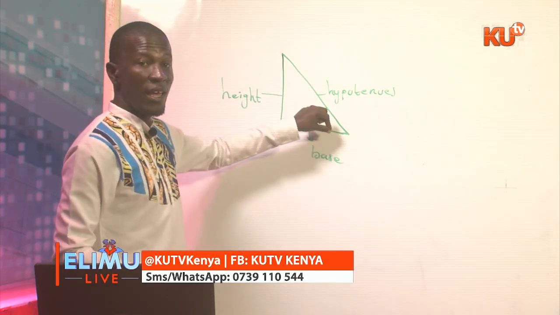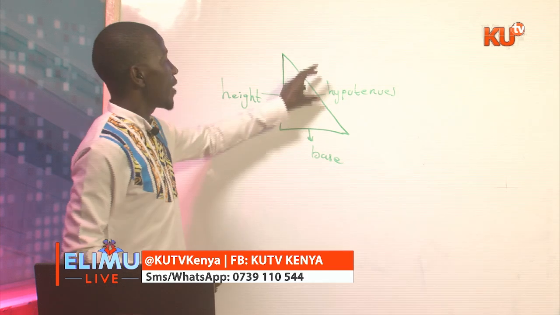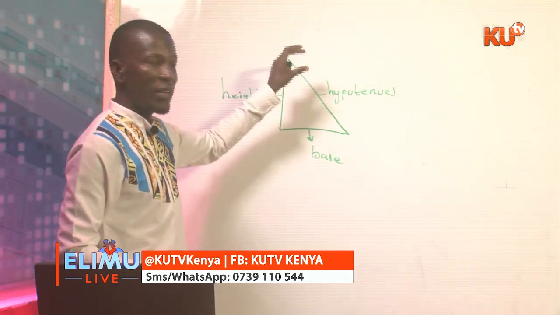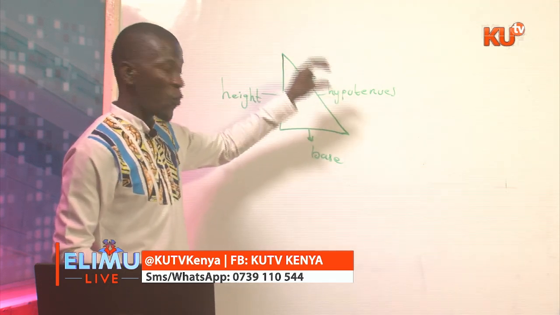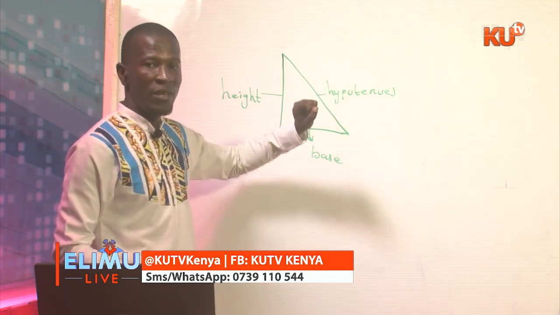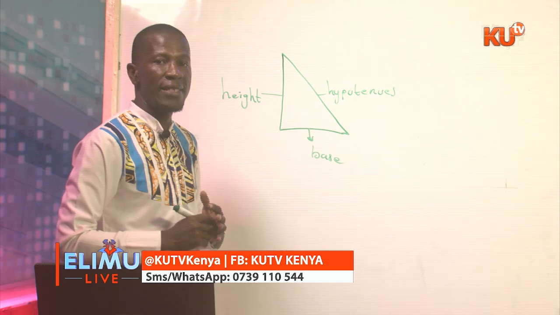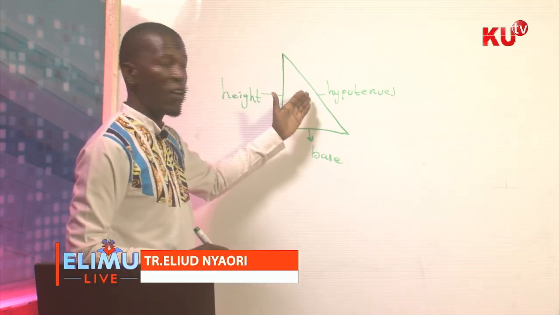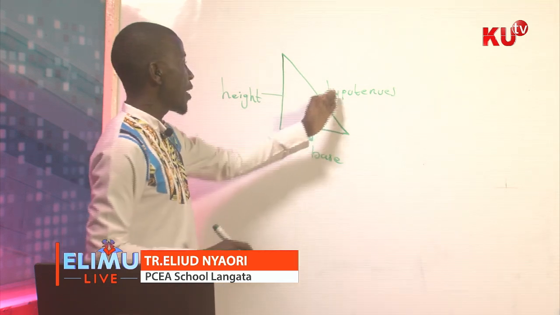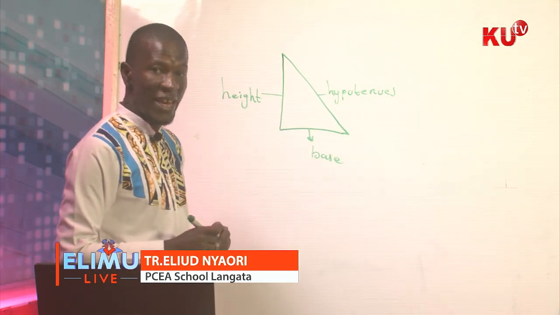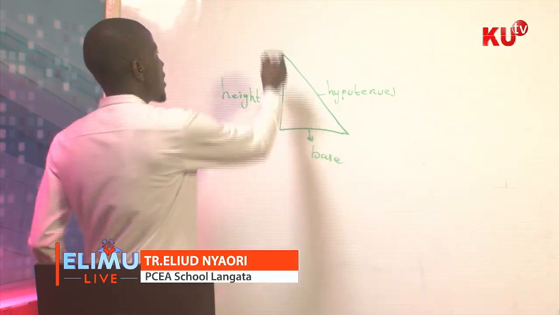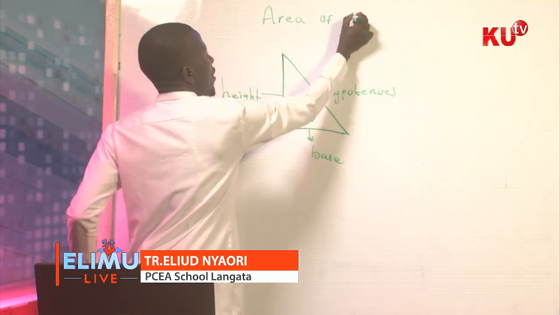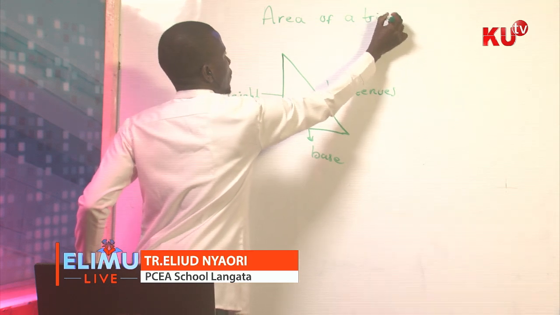And when you're working out the area of the triangle, the hypotenuse doesn't appear anywhere. We only include the hypotenuse when we are finding the perimeter, because perimeter is the distance around a figure. But when you're finding the area of a triangle, the hypotenuse doesn't appear anywhere. So just as I've said, we want to discuss the area of a triangle.